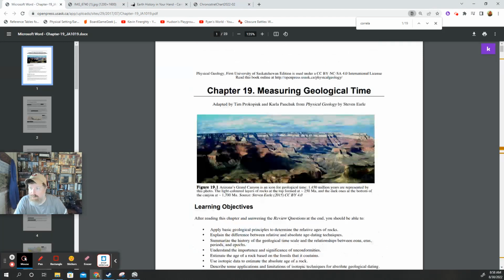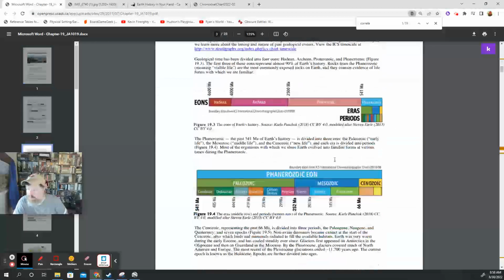Our book does a pretty good job with this of saying, here's the eons. And again, 88% of Earth's history, then those three eras that we just talked about. And then here they break that down and make it larger. Within the Phanerozoic, those three eras: Paleozoic, Mesozoic, Cenozoic. So there's our timeline.